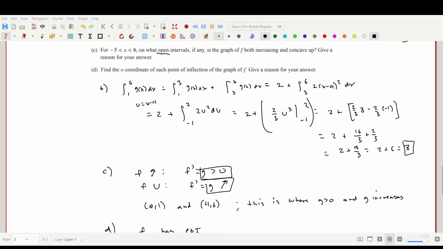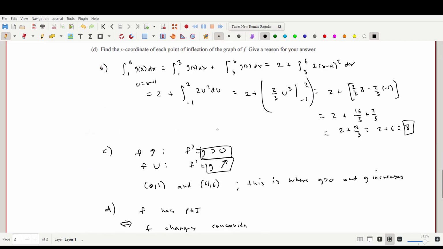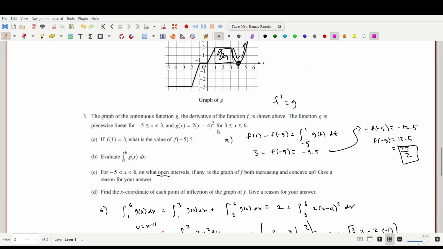H of 3 is 6, right? This is area 2, didn't I? Oh boy. These 2s are all 4s, aren't they? Gosh, very, very silly. There you go. That's what happens when you go fast, or are absent-minded.